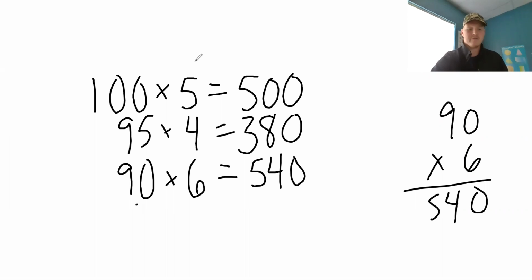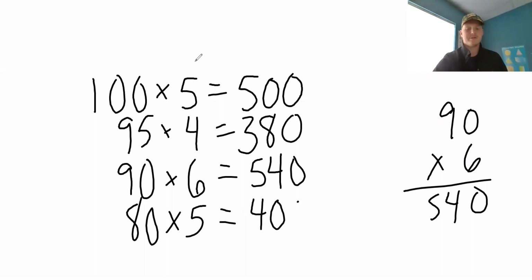80 times 5. Yep, 400. So what William was saying there is take 8 times 5, which is 40, and then just add your 0 from the 80. And that's how you get 400. So now I can add all those up, and then I would divide by my total number of tests, which was 20.